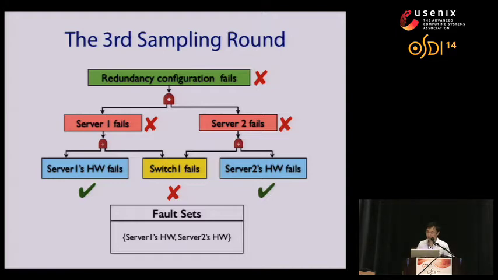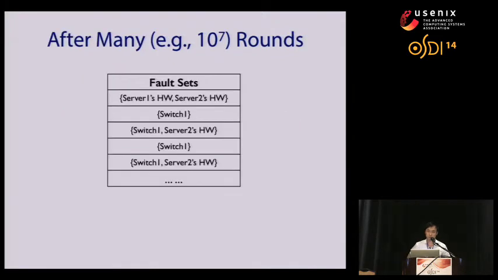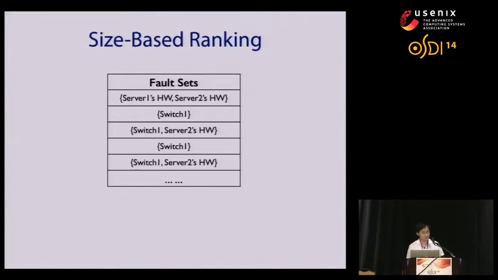This time, the redundancy configuration fails again. So we record the corresponding fault set, namely switch 1 fails, and we enter the next sampling round. After many sampling rounds, we get a list recording all the fault sets. We can rank these fault sets according to their sizes, because the smaller the size, the more dangerous the fault set should be.